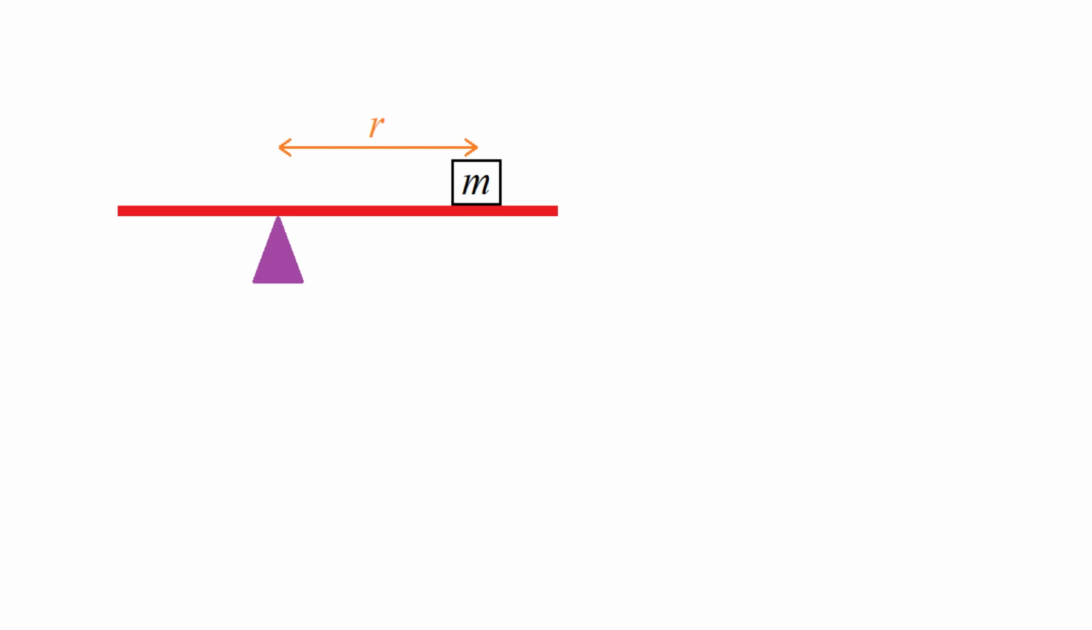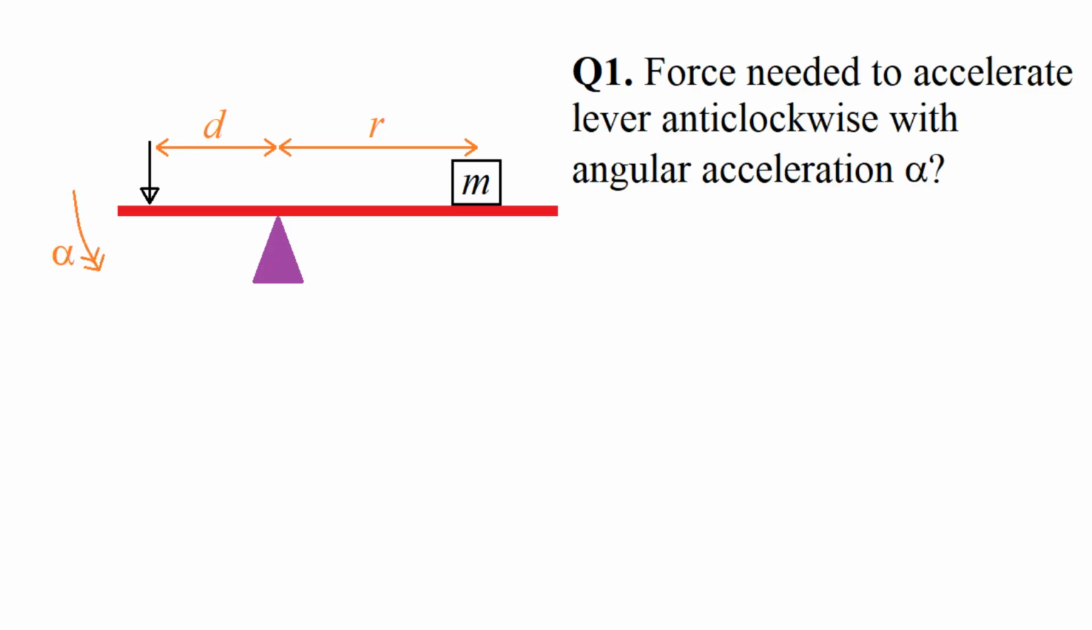And with the initial configuration of the beam being horizontal and stationary, we apply a downward force on the beam at a position of distance d to the left of the pivot. And now, once again, we can ask, what value would this force have to be in order for the beam to undergo a pre-specified angular acceleration anticlockwise of alpha?